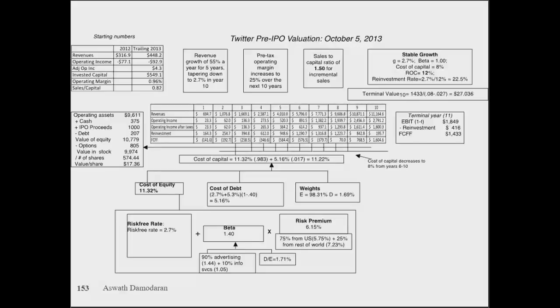Right? So this is my Twitter pre-IPO valuation. I did a discounted cash flow valuation, and nothing I did was unusual. Almost everything I did reflected what I'd have done for a public company. So the same thing 3 days ago when I valued Uber. I valued it like a public company. But there's one issue in an IPO that I have to bring in.